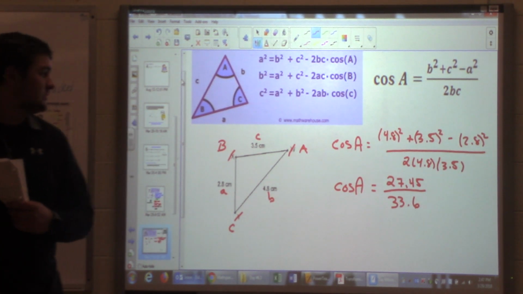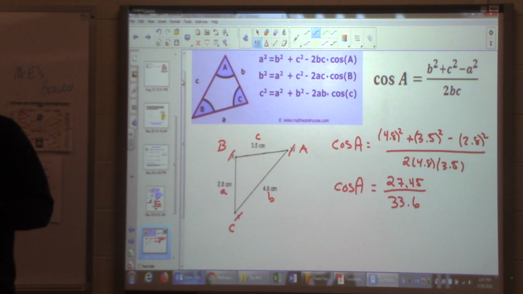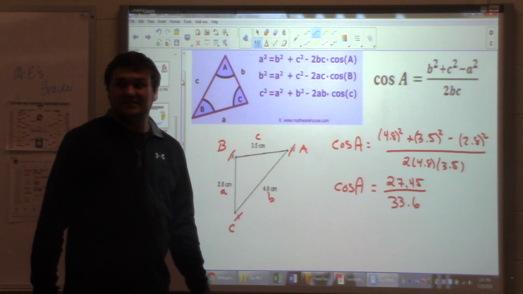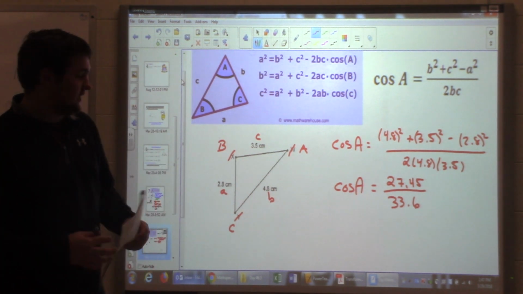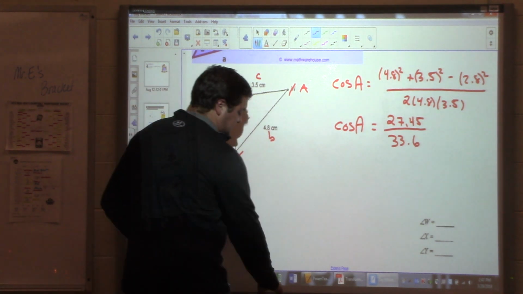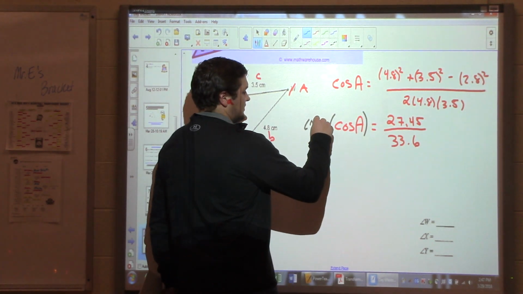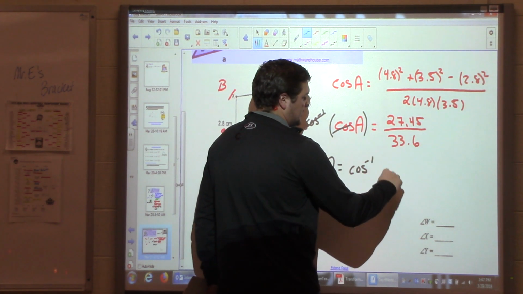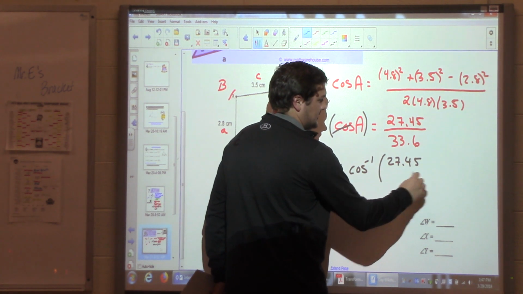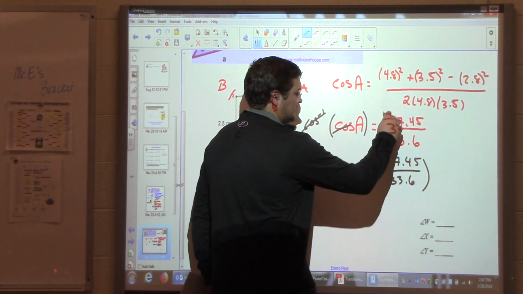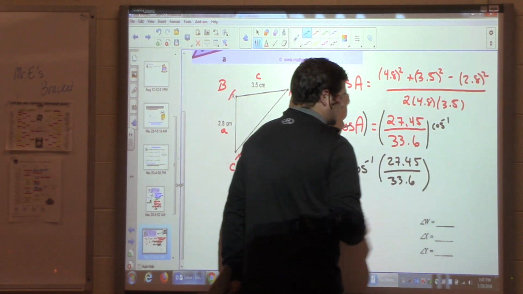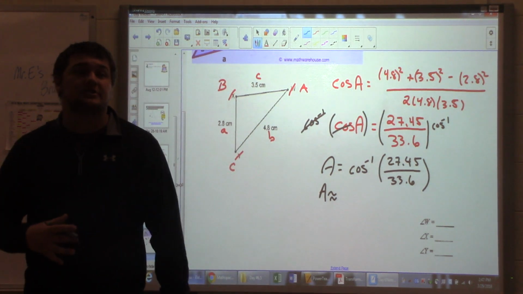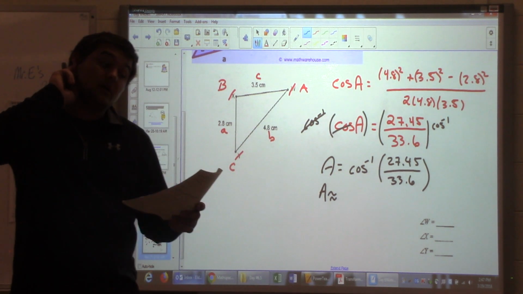And then what do I have to do? I don't want the cosine of A. Ethan, what do I need to do? How do I get A by itself? The inverse, right? The inverse cosine, very good. So take the inverse cosine of both sides. When I do that to this side, inverse cosine and cosine cancel out, leaving A. And I take the inverse cosine of 27.45 over 33.6. So, I get A is approximately, because I want an angle measure to the nearest whole degree, 35 degrees.